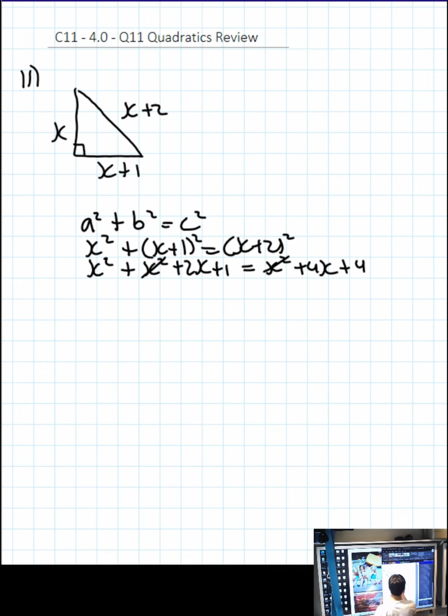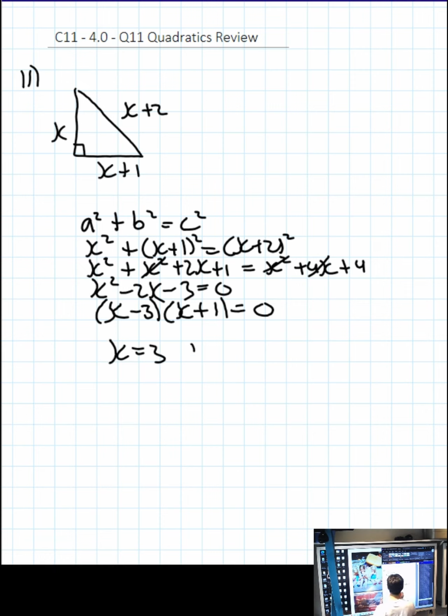We can say x squared on the far left. And then if we subtract 4x from both sides, it'll be minus 2x. And then 1 minus 4 is just going to be negative 3. Equals 0. We can factor it. Two numbers that multiply together to make negative 3 and add to get negative 2 are going to be x minus 3 and x plus 1. Equals 0. And then our answers are going to be x equals 3 and x equals negative 1.